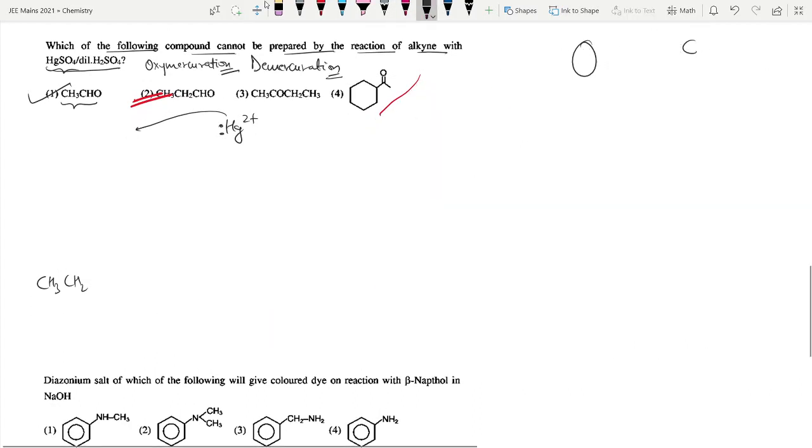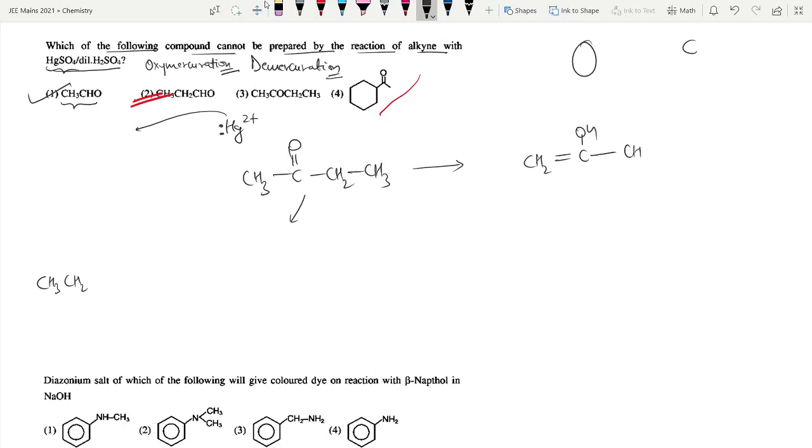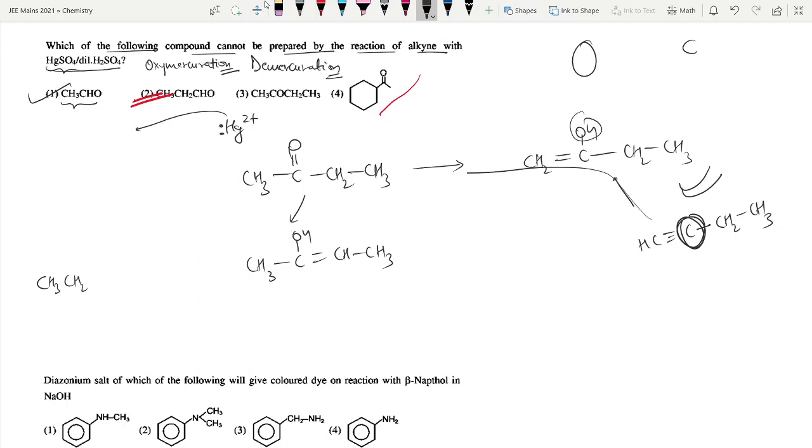Third one. The third one, you have CH3, C=O, CH2, CH3. Analyze it. You can analyze it in two ways. Maybe you can go like CH2=CHOH, and CH2CH3, and CH3C(OH)=CHCH3. And then if you go back from here, you see this alkyne here, CH and CH2CH3, and you see this is the carbon which is more capable of handling the positive charge, and the OH is coming here. So from this way you can reach this.